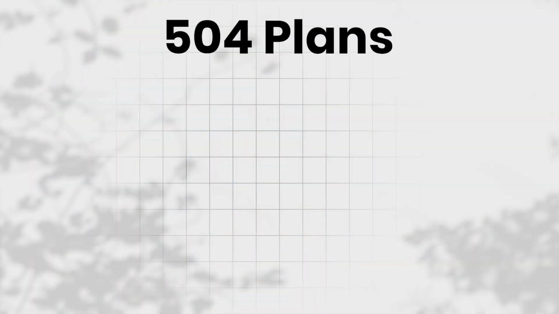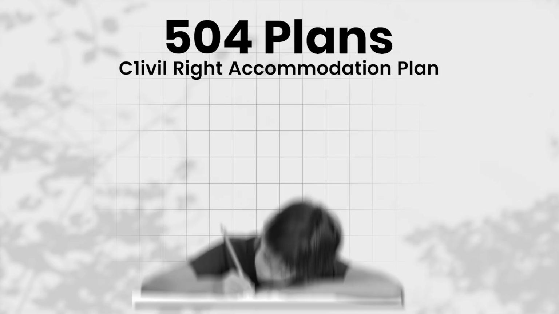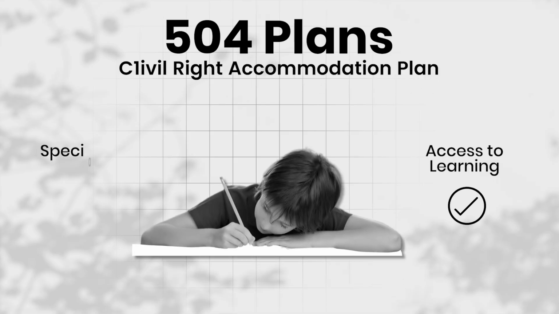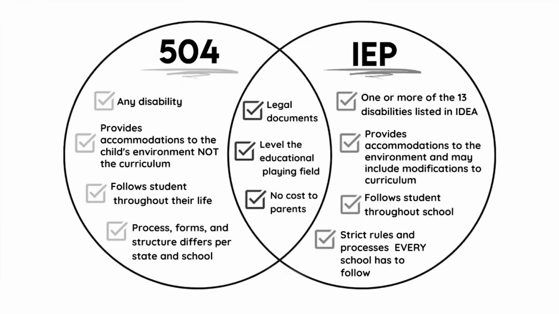Okay, so now 504 is a little bit different. A 504 is a civil rights accommodation plan. It provides access to learning but does not include specialized instruction, so only accommodations. So think, IEP has individualized education and goals specialized for instruction. A 504 just grants access to the same general education, not specialized instruction. And sometimes schools say, let's just do a 504 because it's easier to implement. But a 504, while protected, does not have the same amount of protections and laws that special education does.